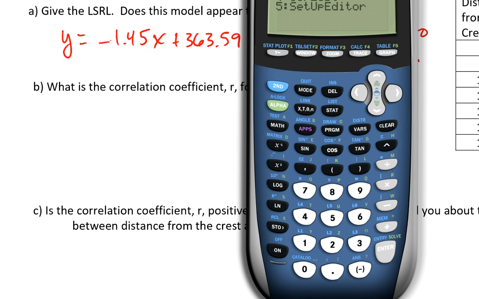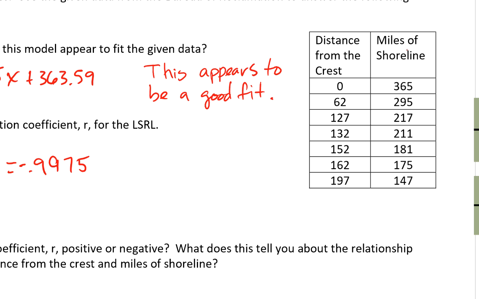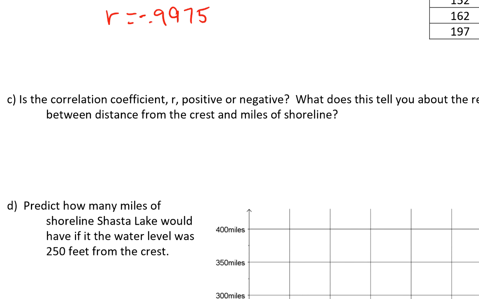Now if I do the regression again, second calc linear regression, not only does it give me the line of best fit, but it also shows me the value of R, my correlation coefficient. It makes sense that it's negative because this has a slope that's going downward. So you can see the R value is 0.9975, and it's negative, don't forget that. It's a negative correlation coefficient, and it tells me there's a very strong association between these two variables, right? The two variables being the distance from the crest and miles of shoreline. There's an obvious relationship between these two.